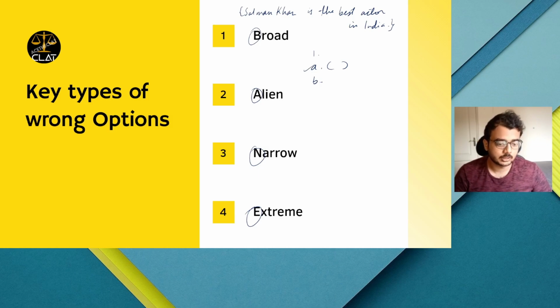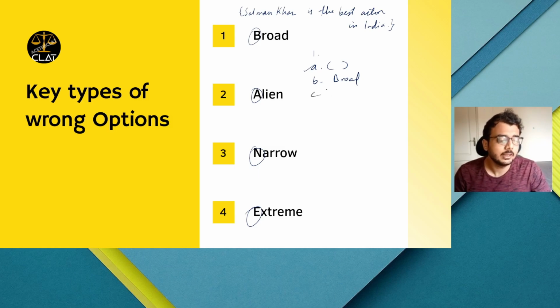I have to make 3 other options, right? So what could I make? I would have made something that is broader relative to the opinion of the author. Let's say I would have made "Salman Khan is the best actor of the world," or "Salman Khan is the best artist of the world." This would be a good option, right? An actor is an artist, isn't it? So here I would have used the concept of a broad option.